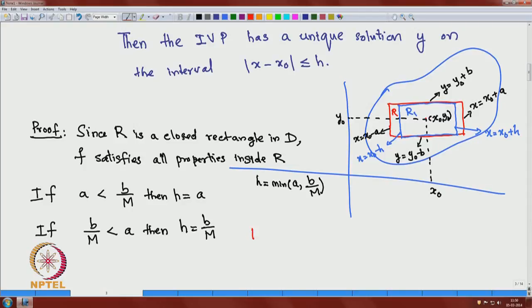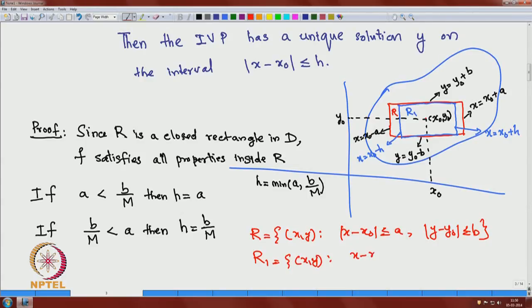Or we can write R is the set of all (x, y) such that |x minus x0| is less than or equal to A, |y minus y0| is less than or equal to B, and R1 is the set of all (x, y), |x minus x0| is less than or equal to h, |y minus y0|, the bound for y is the same, B.